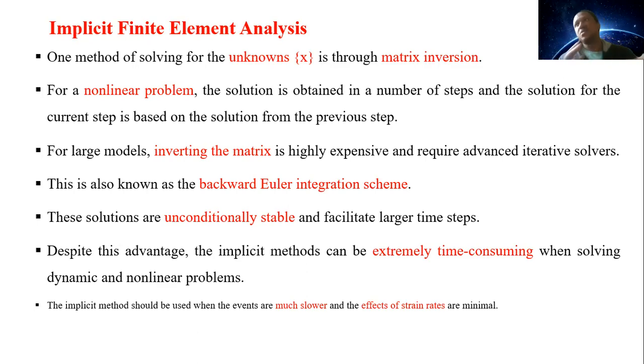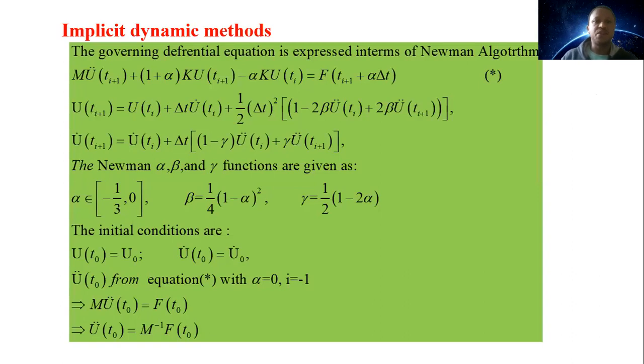There can also be a convergence issue, the issue of convergence of the solution. So the implicit method should be used when the events are much slower and the effect of strain rates is minimal. So how is the Abaqus solver designed for the implicit dynamic method?